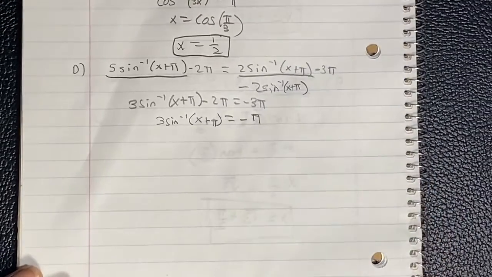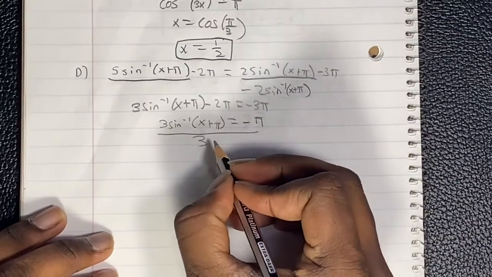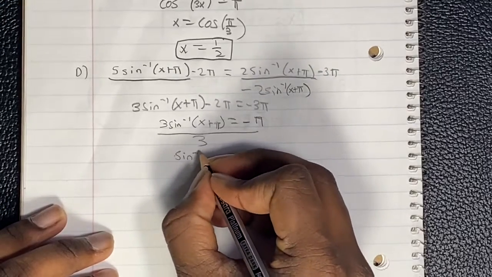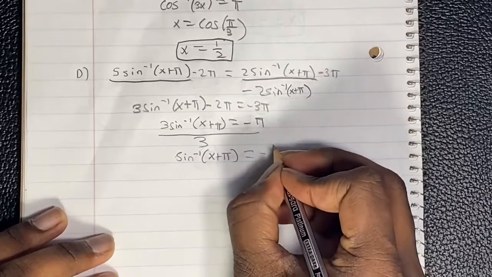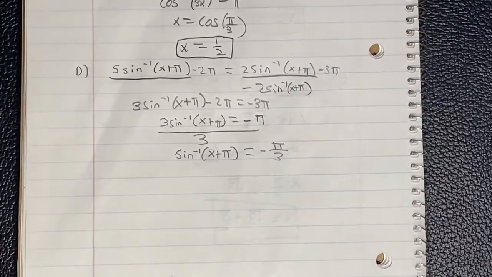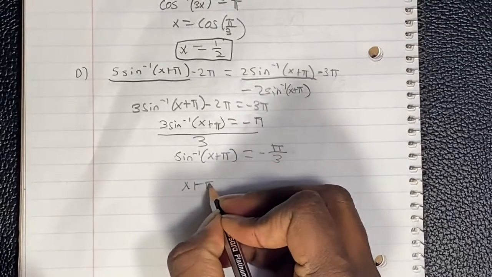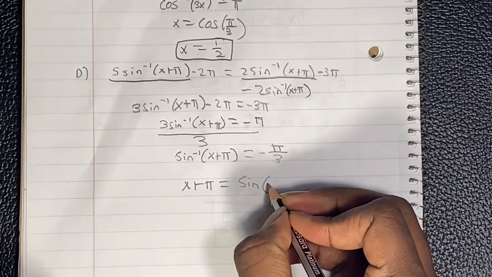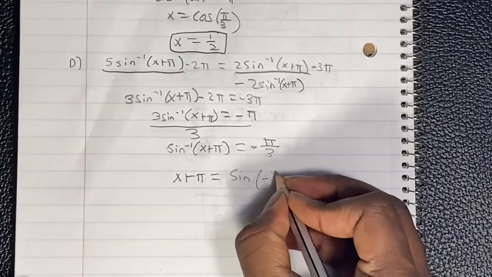And now we'll divide the 3 on both sides, which gets us a -pi over 3. Okay, now we're gonna take the sine over to the other side, which will leave us with x plus pi equals sine of, sorry, that's a -pi over 3, so sine of -pi over 3.